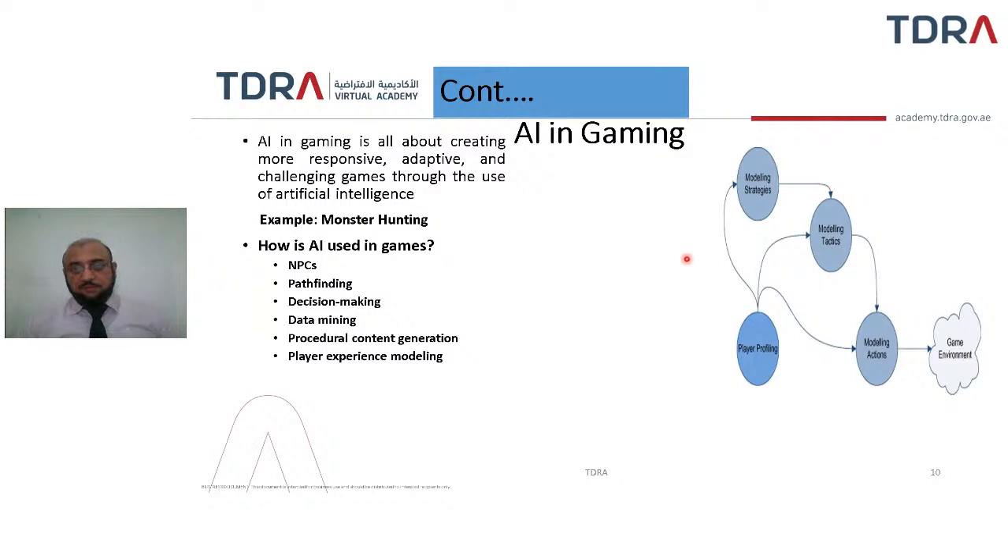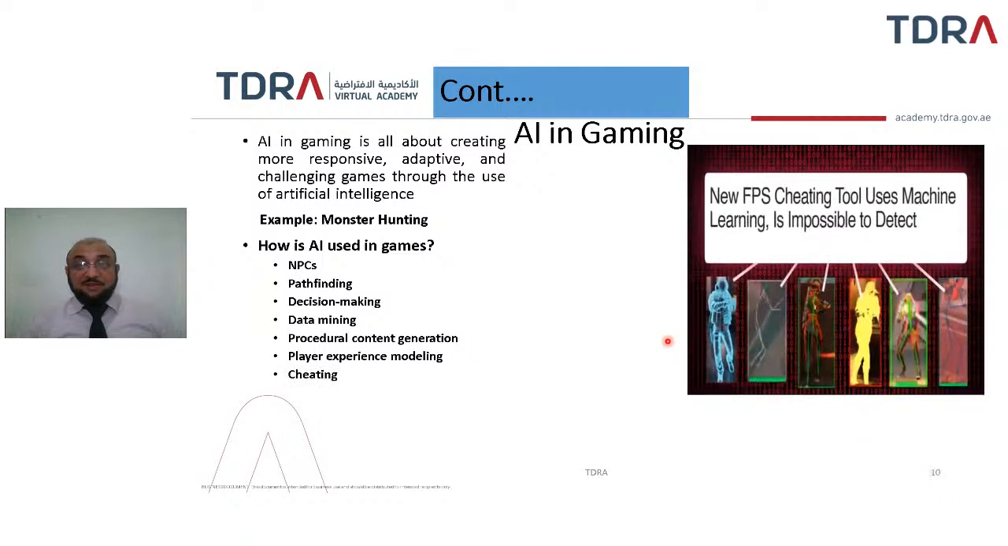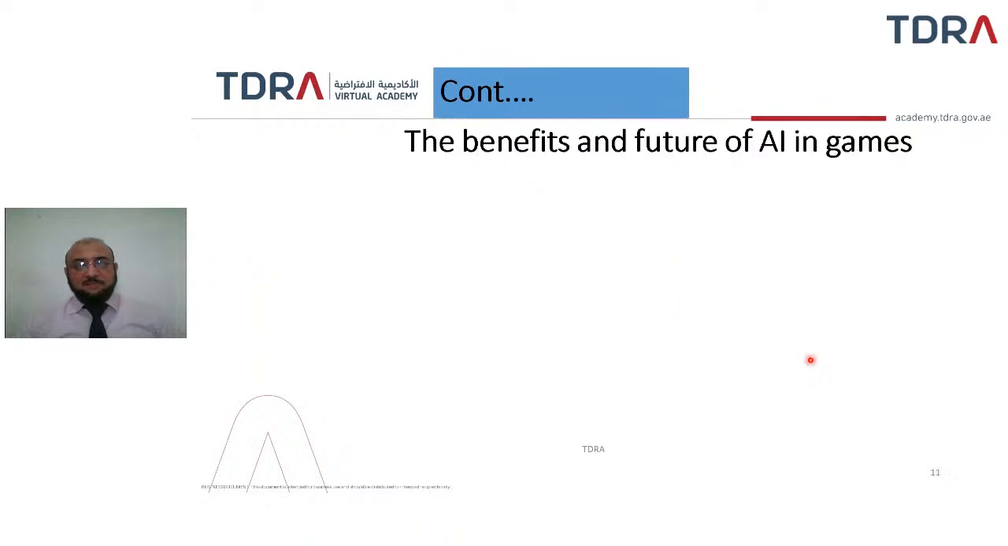Then we have player experience modeling. Here you can see the player makes decisions, models, and makes tactics by virtue of artificial intelligence. Then the cheating concept is there in games. Although cheating is not good, it is used in games because it's a game. The types of game AI techniques are deterministic AI techniques and non-deterministic AI techniques.